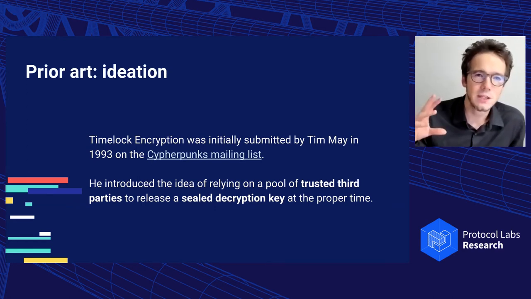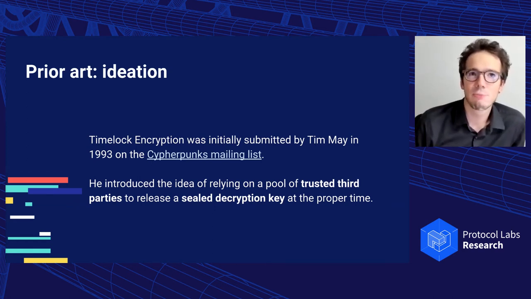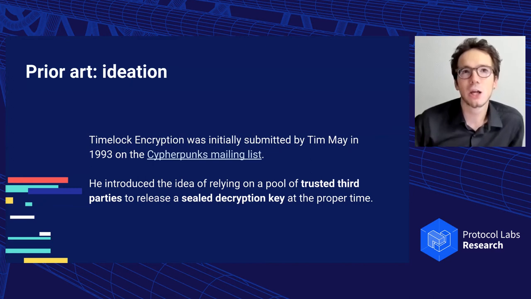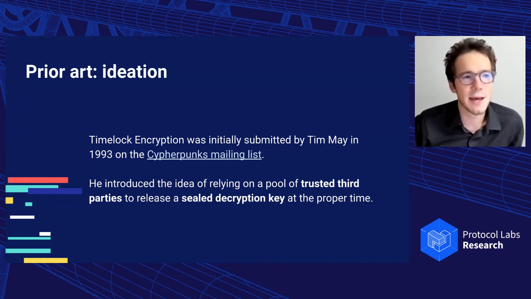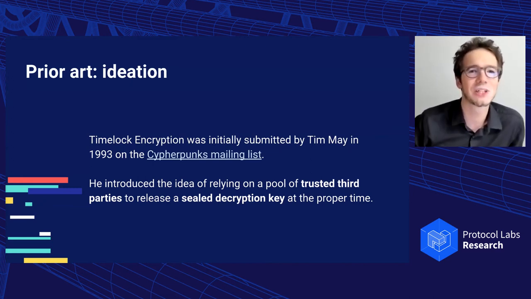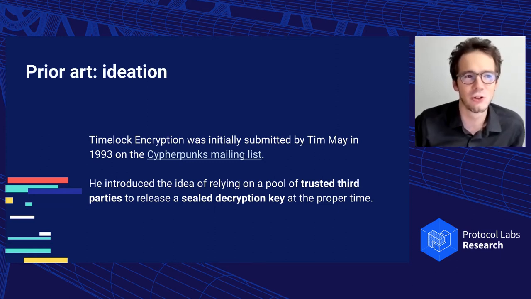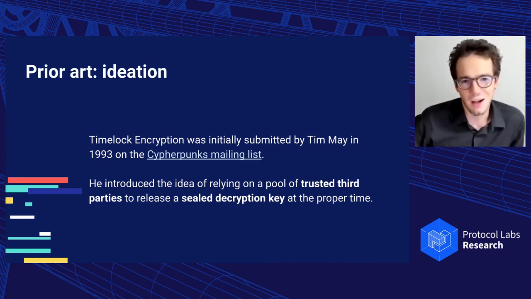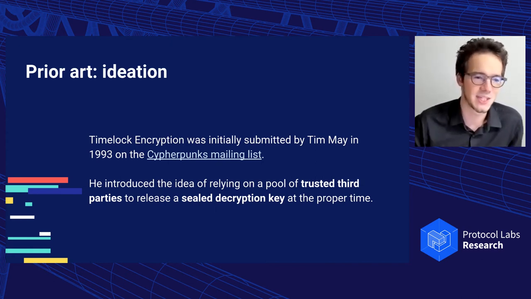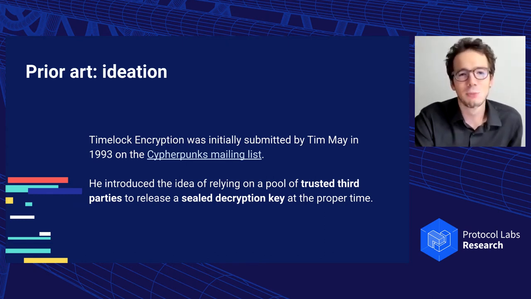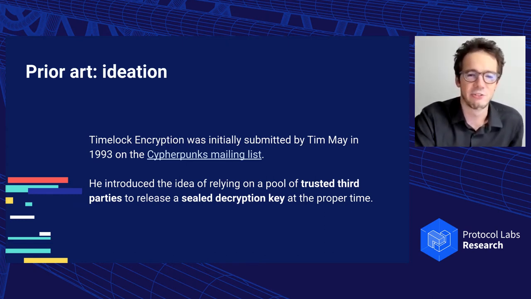At the time, the main idea to solve time-lock encryption was basically, hey, you just pick a notary and you convince them to not release the encryption keys until a certain time in the future, and then you trust them to not do it. And if they're behaving nicely as notaries should, you've got a time-lock encryption system. That's not so cool because it means you have a trusted third party, right?